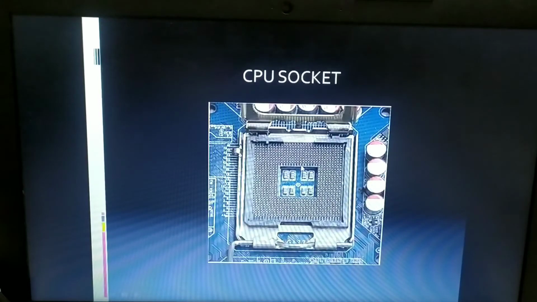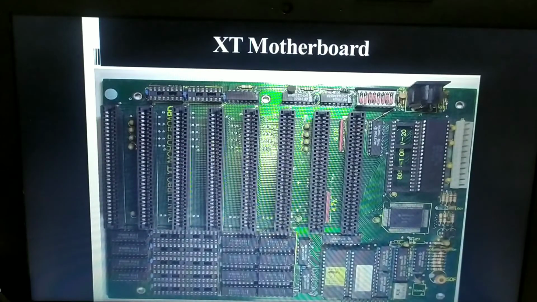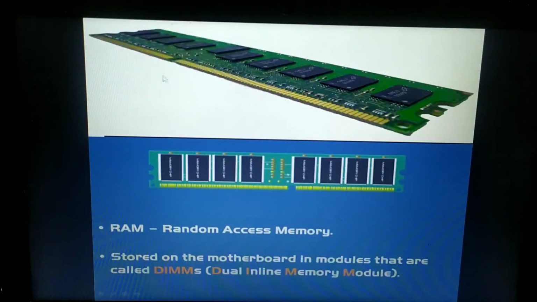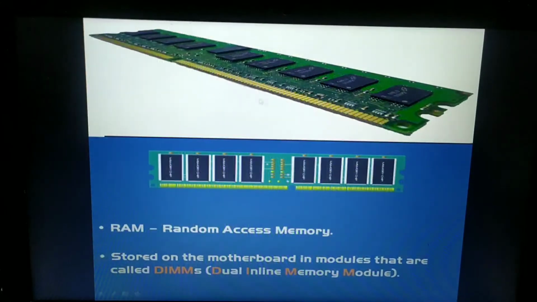Such processor sockets have been used in the XT motherboard, and it also uses DIM RAM slots. DIM stands for dual inline memory module. RAM slots, in the sense, this is your RAM, that is random access memory. This is a slot, and these slots are placed here. The random access memory on the motherboard is stored in modules called dual inline memory modules. This is the RAM slot.